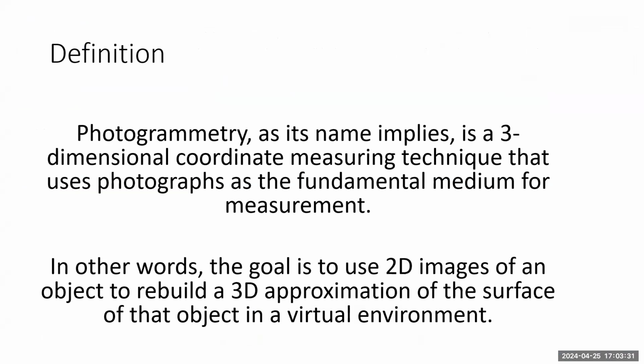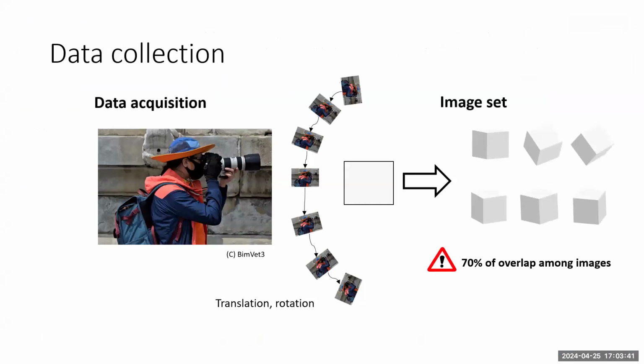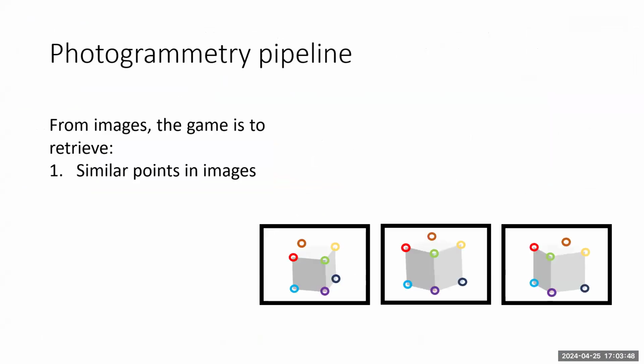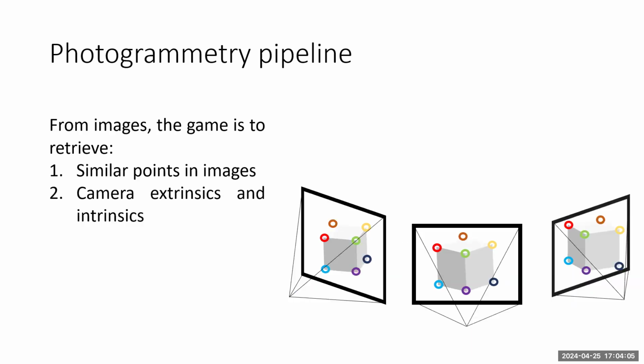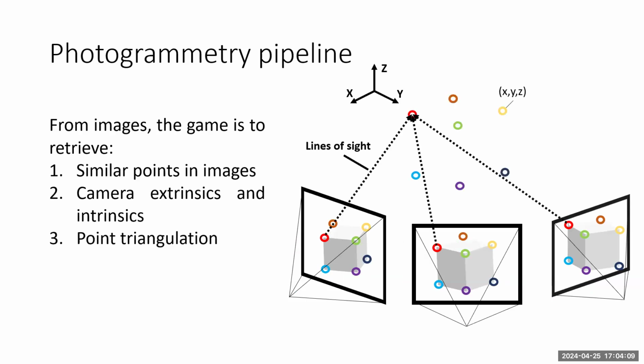So the goal of photogrammetry is to create a three-dimensional coordinate measuring technique that uses photographs as the fundamental medium for measurement. So very briefly, you take pictures from different angles of view, pictures that are overlapping, right? And you put them in the magic software that will basically detect common features among your images. So for example, those colored points on this cube, sorry. The software will recompute the original position of the camera, and then it will be able to triangulate the position of the original point, so recreate basically a point cloud with a virtual environment on your computer.